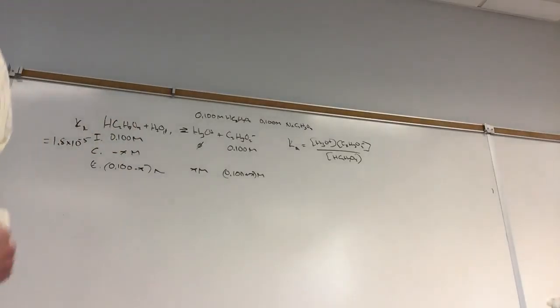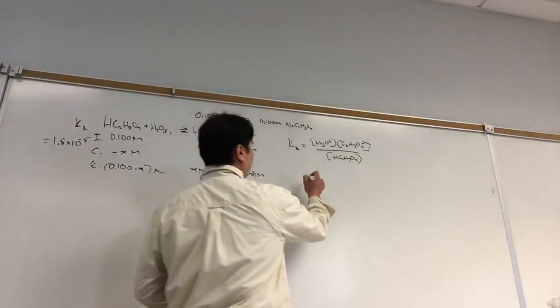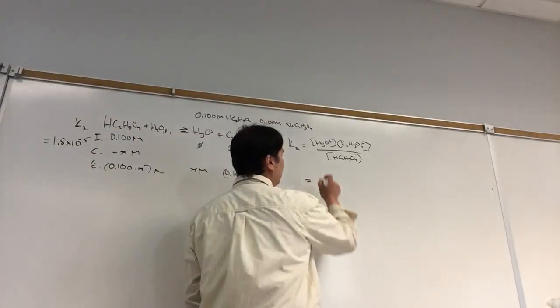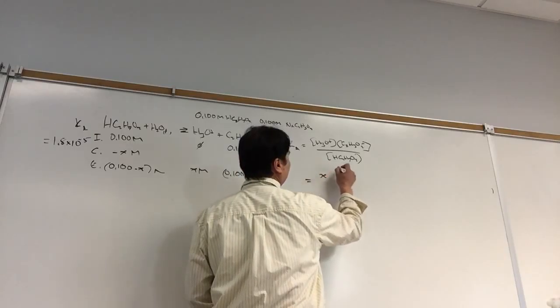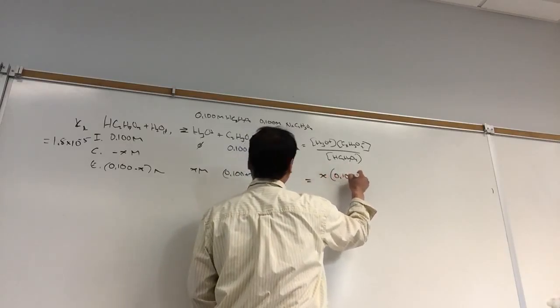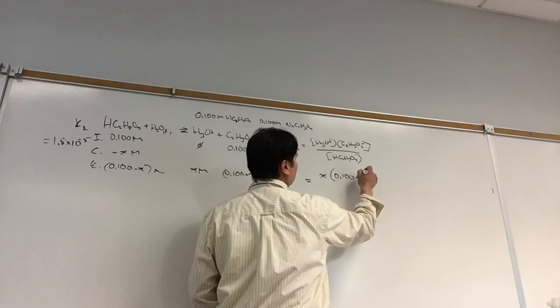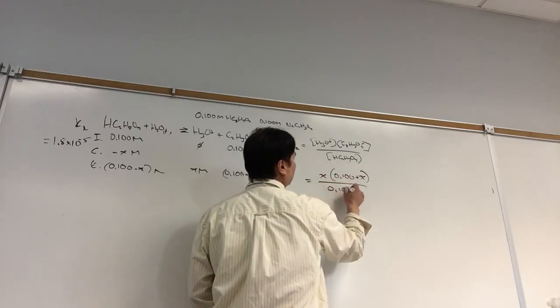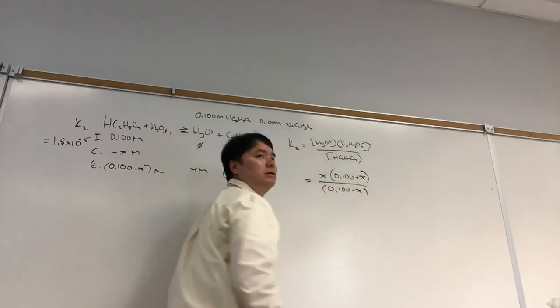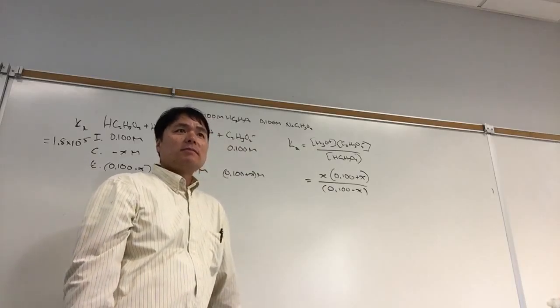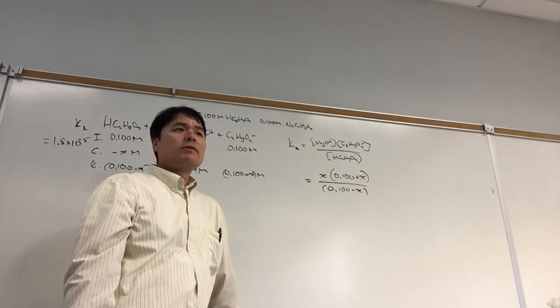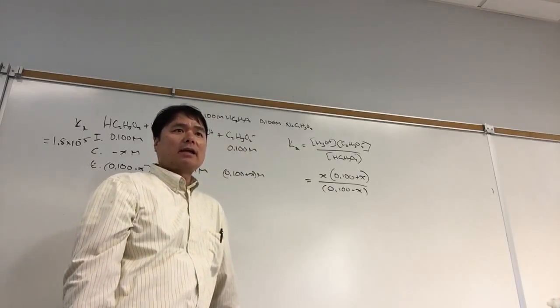Did you get it? Yes. What we're going to get is X times 0.100 plus X divided by 0.100 minus X. And what did you do? You made the simplifying assumption, right? And then we get that X is the same as Ka.